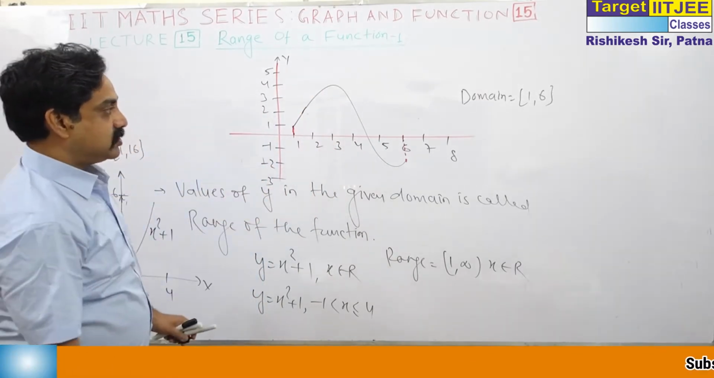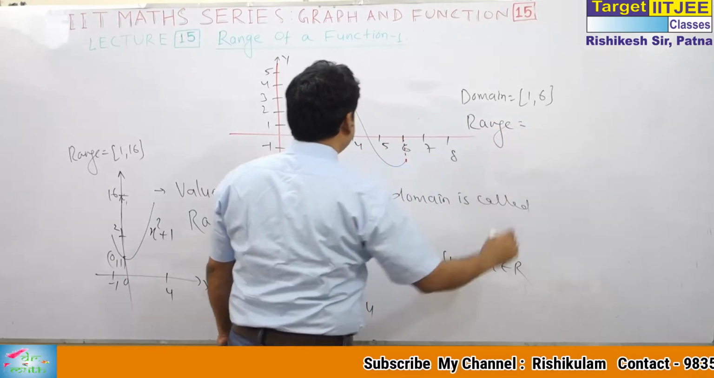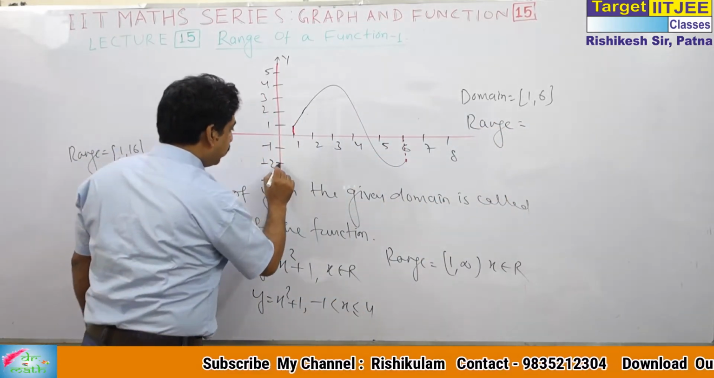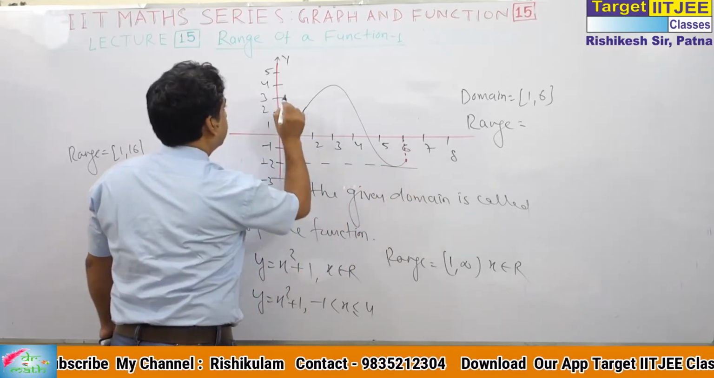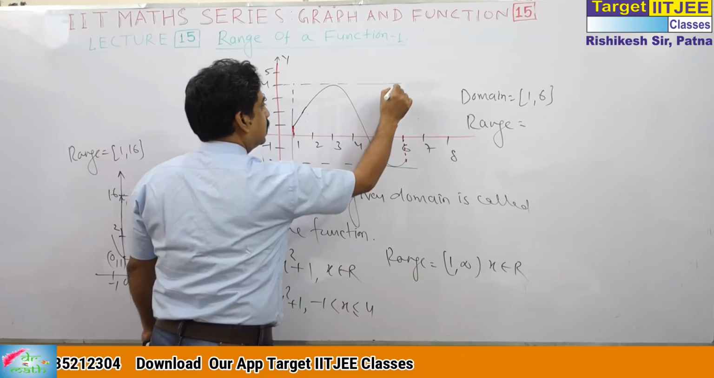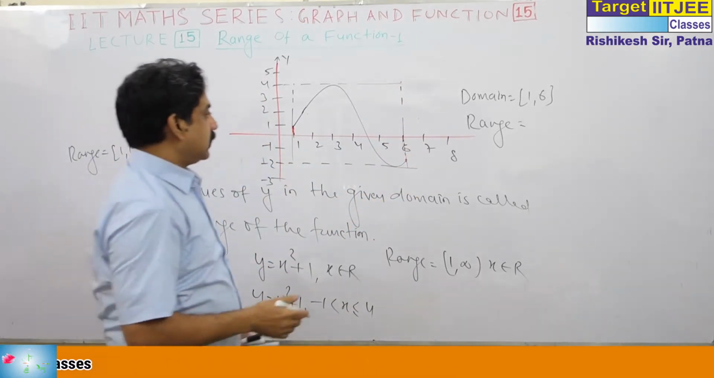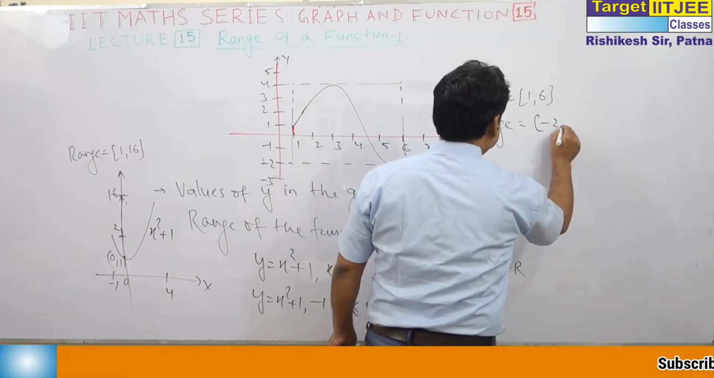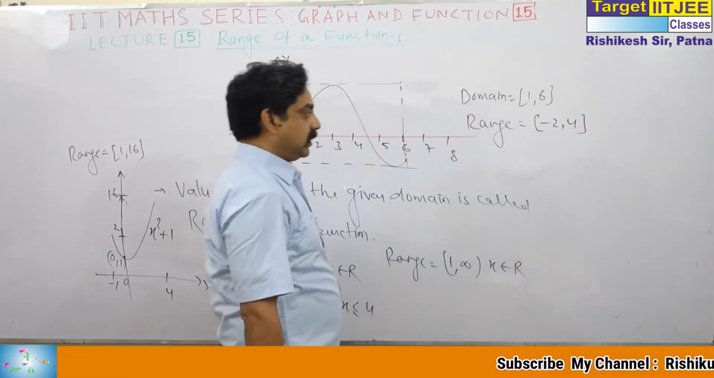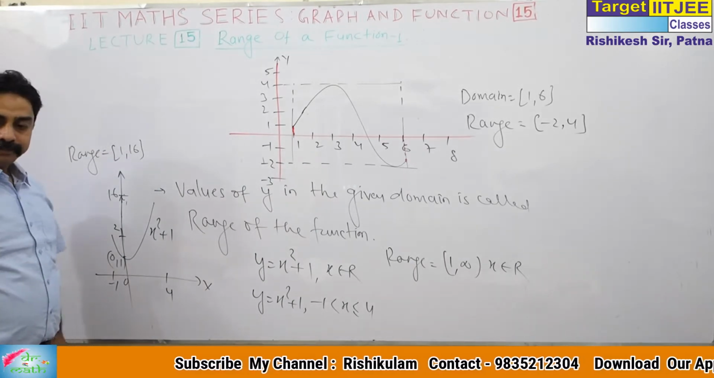And what is the range? Values of y. You can see the minimum value of y is minus 2 and the maximum value of y is 4. So what is the range? This is minus 2 to 4. This is short, this is written.